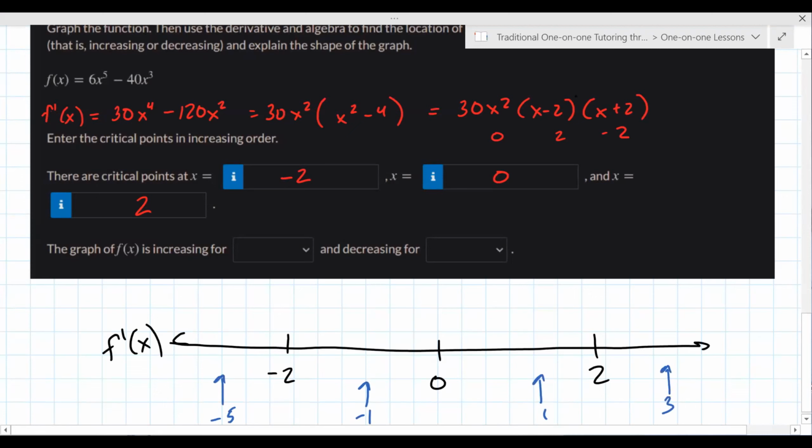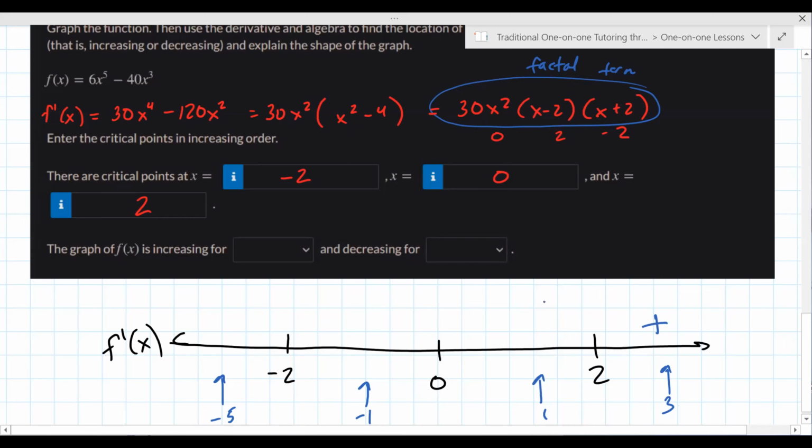But again, you're going back to this factored form. You always want to use the factored form because you're trying to figure out the sign. So the sign of this is, let's do the 3. 30x squared is always positive because you square a positive, you get a positive, square a negative, you get a positive. 3 minus 2 is positive, 3 plus 2 is positive. So this is positive. You never check the critical point. I'm not sure why this even gets brought up, but if you check the critical point, you get 0, and that's why it's a critical point.